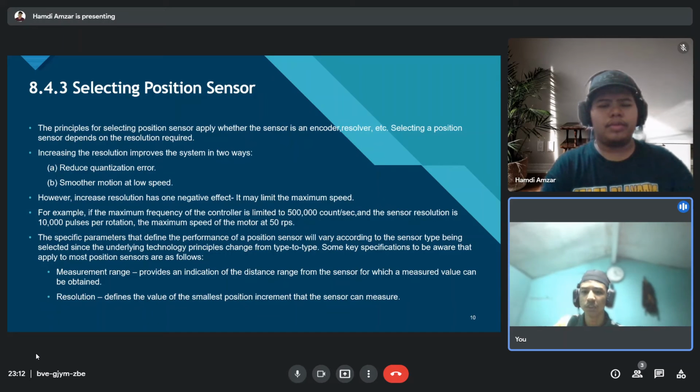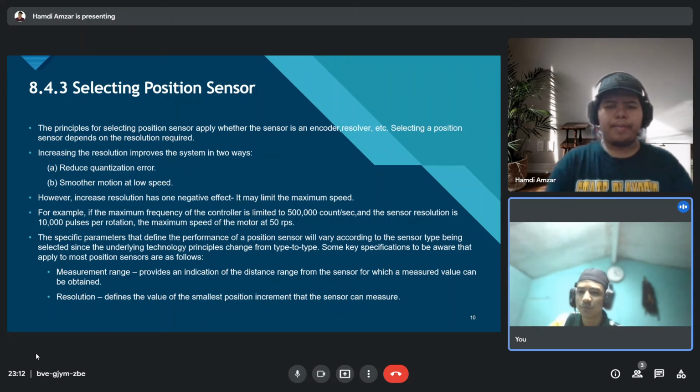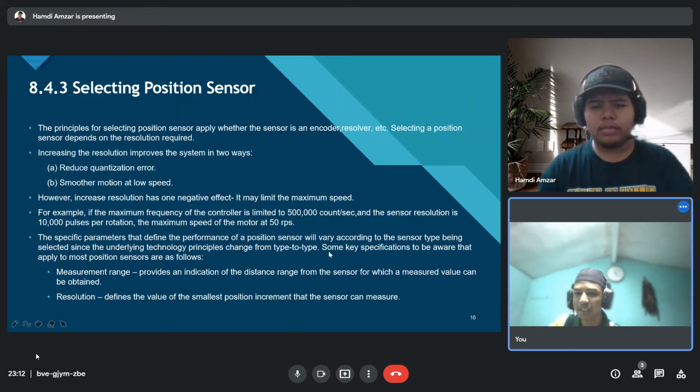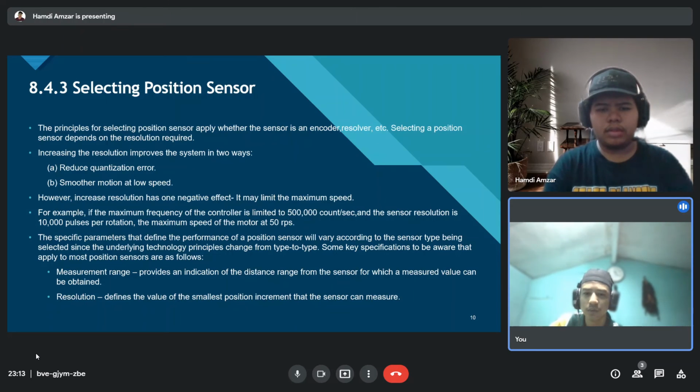For example, if the maximum frequency of the controller is limited to 500 counts per second and the sensor resolution is 10 pulses per rotation, the maximum speed of the motor is 50 rps. The specific parameters that define the performance of a position sensor will vary according to the sensor type being selected, since the underlying technology principle changes from type to type.